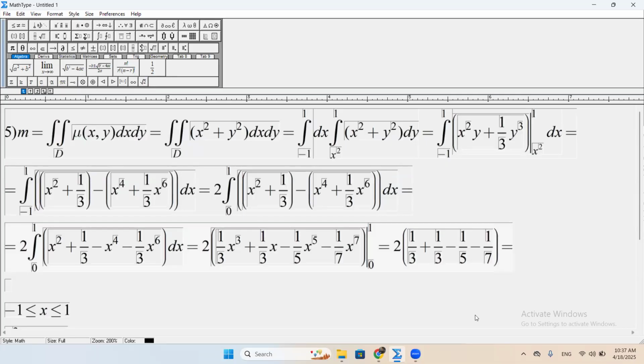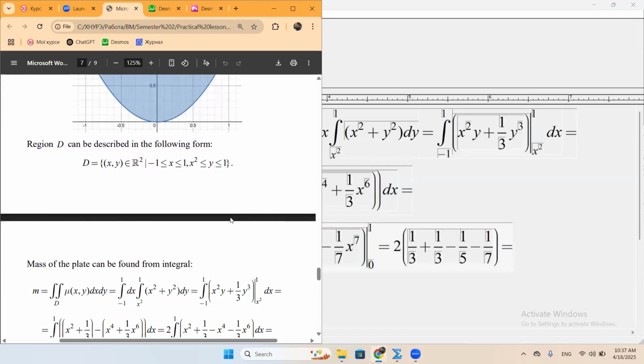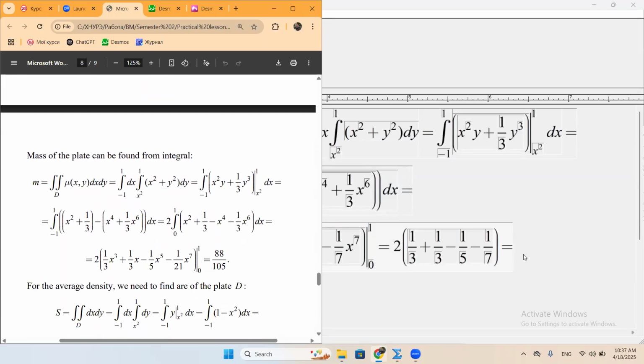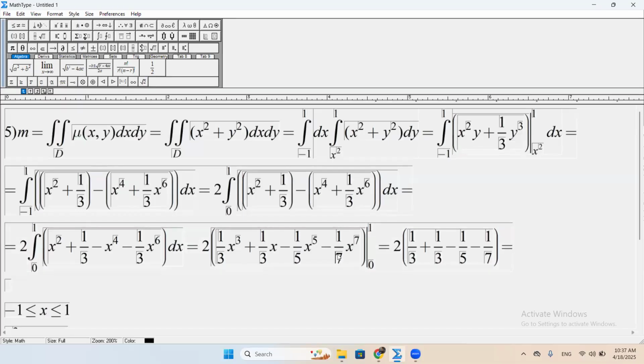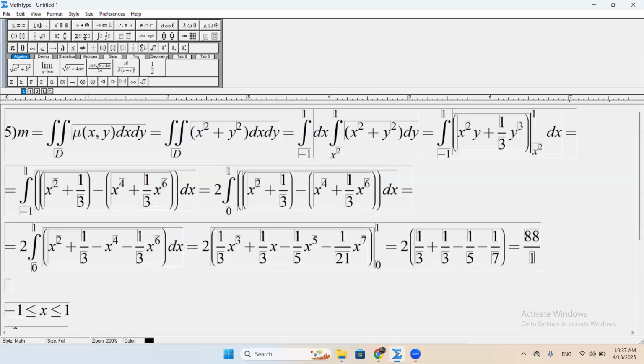And what does it equal actually? Okay, let's check the recording. Yeah, I lost this 1 over 3, so 1 over 21. So the result is 88 over 105. Okay, so we found the mass.